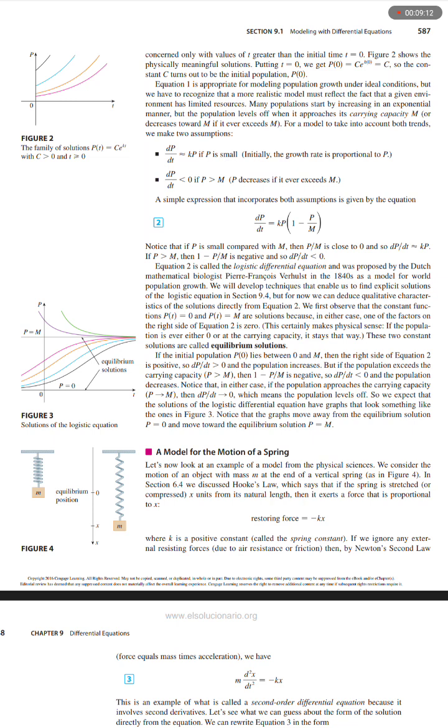Notice that in either case, if the population approaches the carrying capacity (P approaches M), then the derivative of P with respect to t approaches 0, which means the population levels off. So we expect that the solutions of the logistic differential equation have graphs that look something like the ones in figure 3. Notice that the graphs move away from the equilibrium solution P = 0, and move toward the equilibrium solution P = M. See figure 3. Solutions of the logistic equation. Equilibrium solutions.